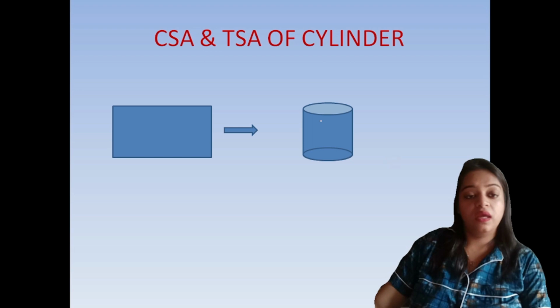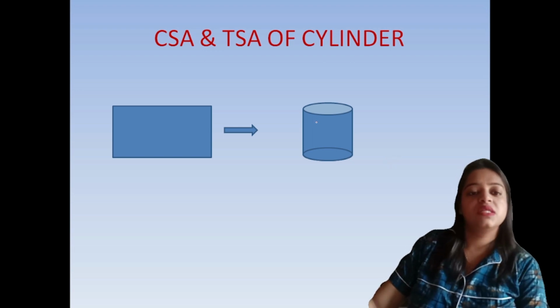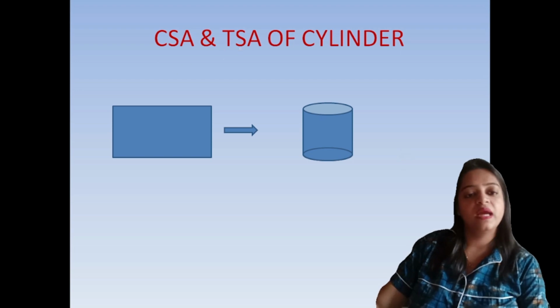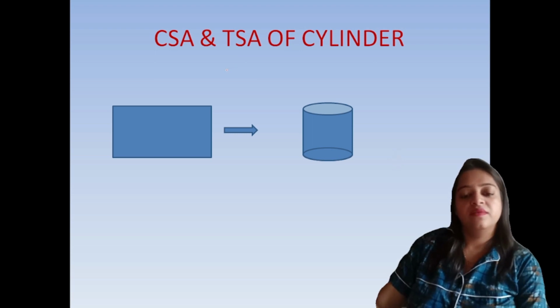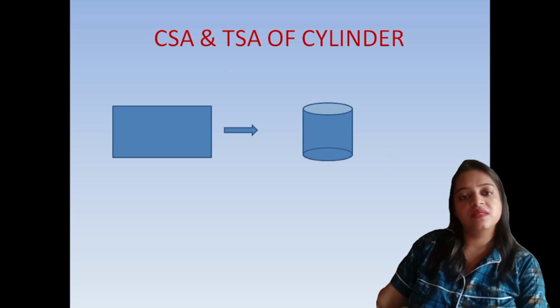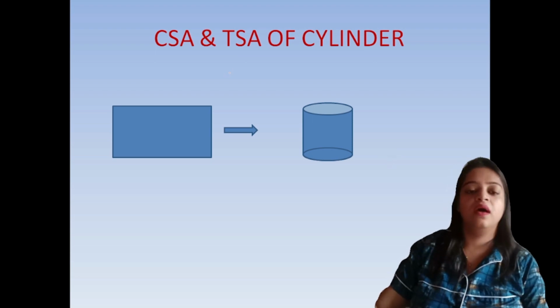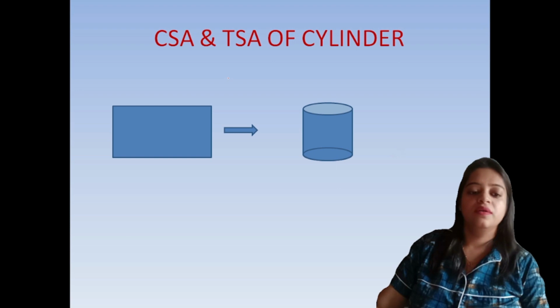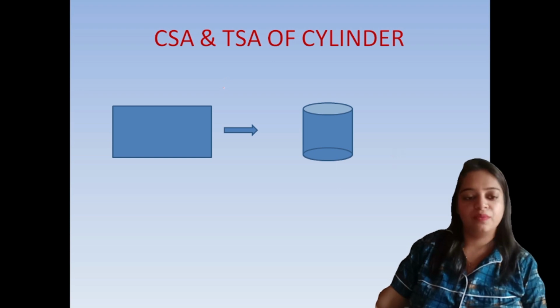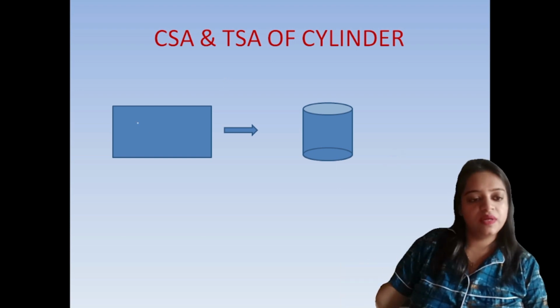So here we will be discussing about CSA and TSA of cylinder. CSA means curved surface area and TSA means total surface area of cylinder. Formulas are there, and let's learn now how these formulas are made, and with the help of that it will be easy for you to learn the formulas, and then we will be doing the questions also where we will apply these formulas.